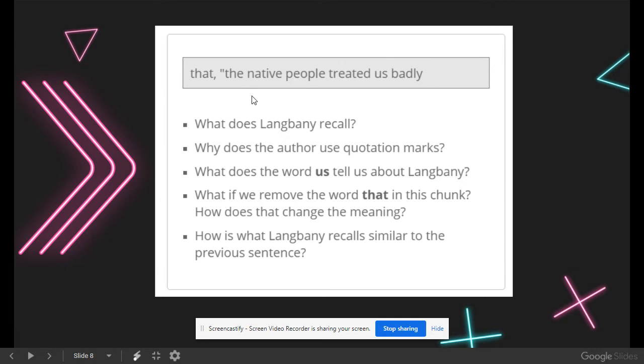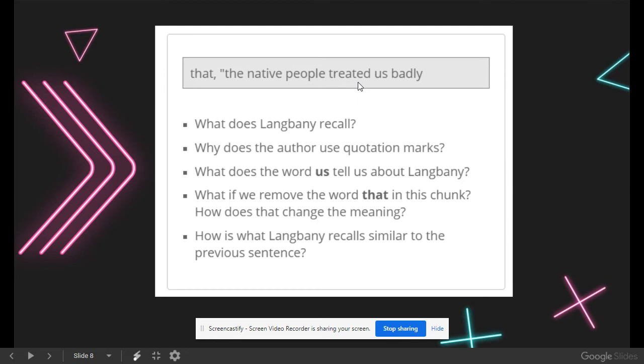Let's look at this next part. What does Langbanny recall? So what does he remember when he thinks back to his refugee experience? He remembers the native people treating them very badly.